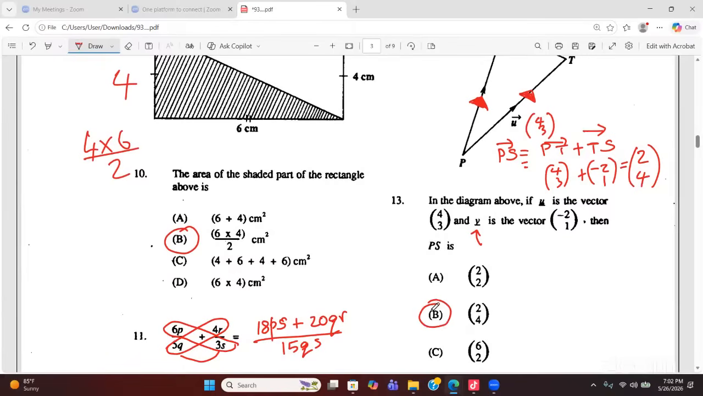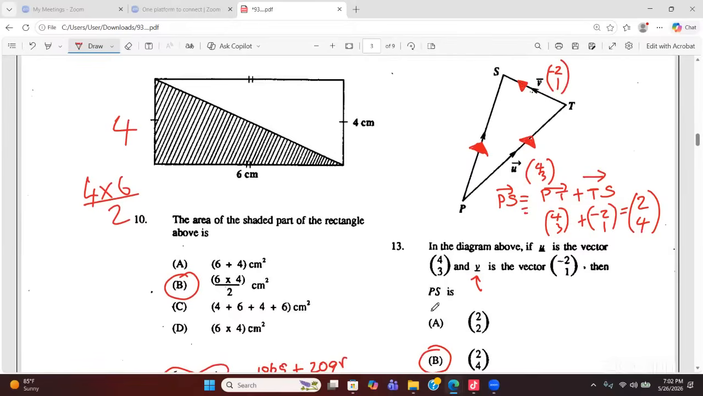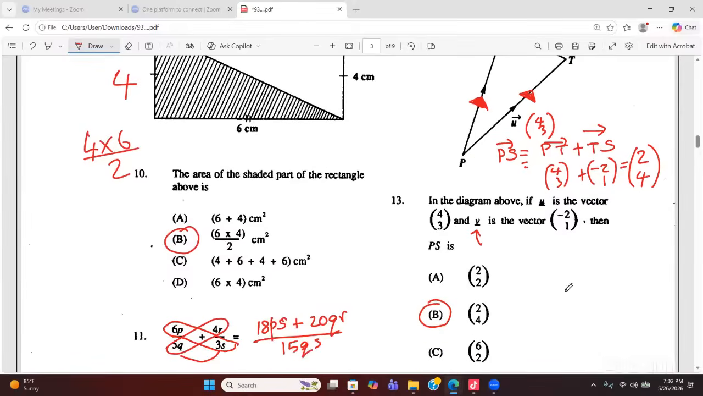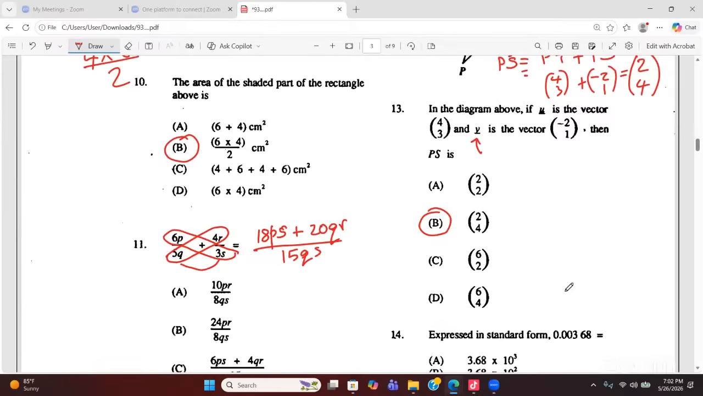Again, we never had to go contrary to our direction. We were flowing in the right direction for this question. We never had to go opposite to anything. We just keep rolling and we were good. So 13 is 2, 4.